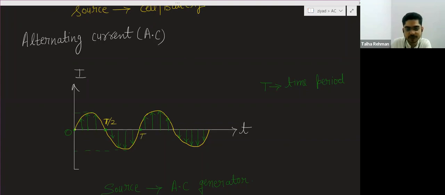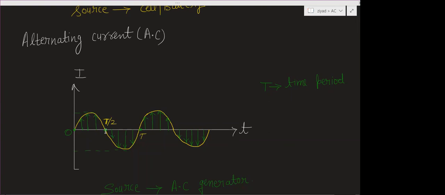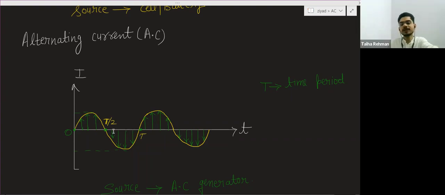This is the time period. T is the time period. From 0 to T by 2, the current is increasing first. From here to here, the current is increasing, then the current is decreasing. Now from T by 2 to T, the direction of the current reverses.